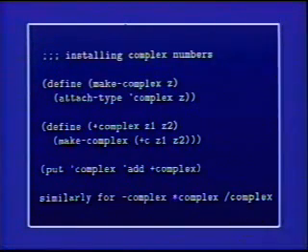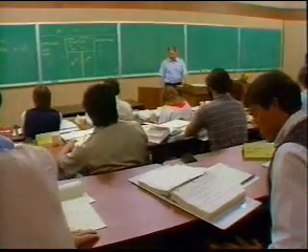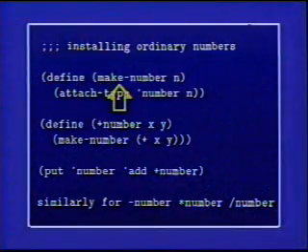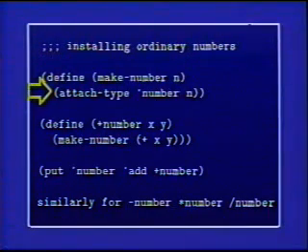Okay, how do we install ordinary numbers? Exactly the same way. We'll make a thing called make number. Make number takes a number and attaches a type, which is the symbol number. We build a procedure called plus number, which is simply add the two things using the ordinary addition, because in this case we're talking about ordinary numbers, and attach a type to it, make that a number. And then we put into the table under the symbol number and the operation add this procedure plus number. And then same thing for subtracting and multiplying and dividing.